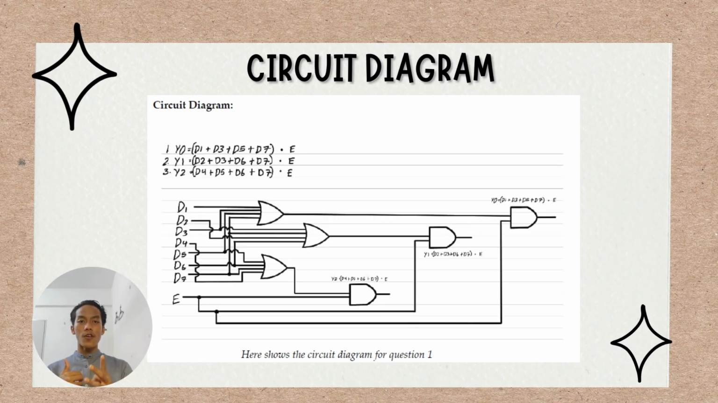First, 4-input OR gates collect the data lines D1 till D7 to determine the binary value. Second, 2-input AND gates act as a master switch. They only allow the signal to pass to the outputs Y0, Y1 and Y2 if the enable line is high. This design efficiently compresses 8 inputs into a 3-bit code while giving us total control over when the circuit is active.